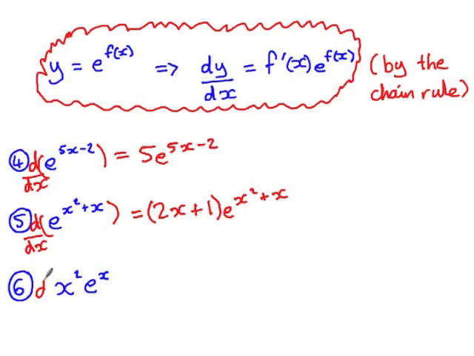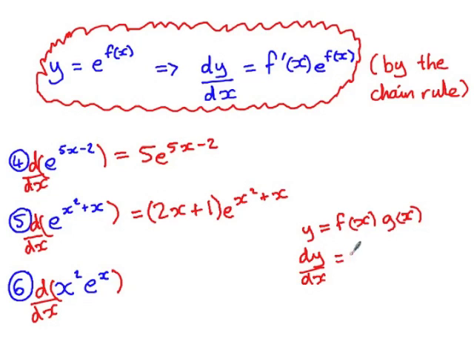And then finally, if you look at number 6, we actually have a product here. x squared e to the x is a product of two functions of x. So if you remember the product rule, when you've got y as two functions of x multiplied together, dy by dx is the derivative of the first function multiplied by the second function plus the derivative of the second function multiplied by the first function.